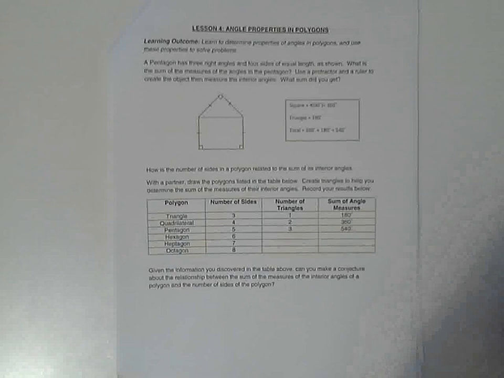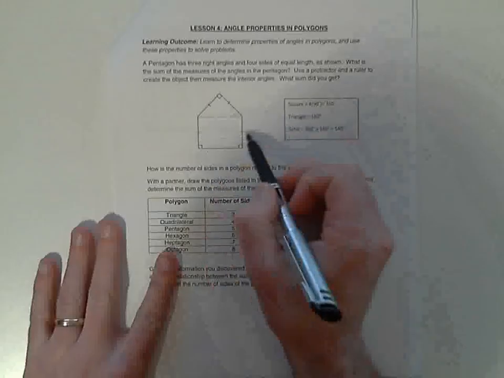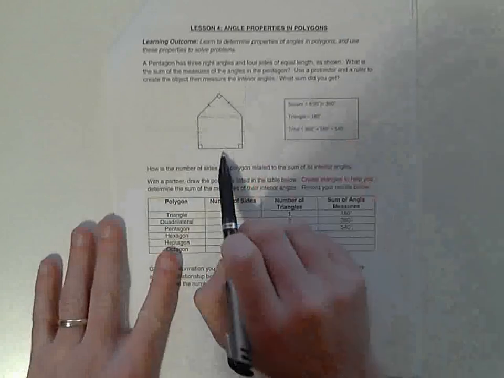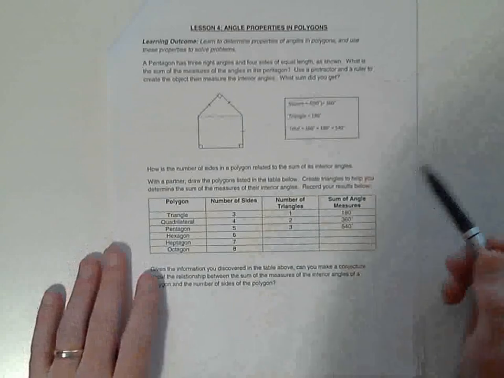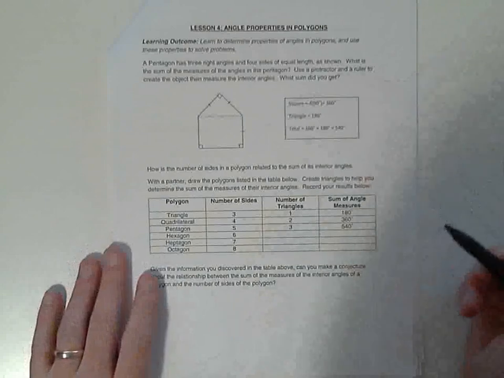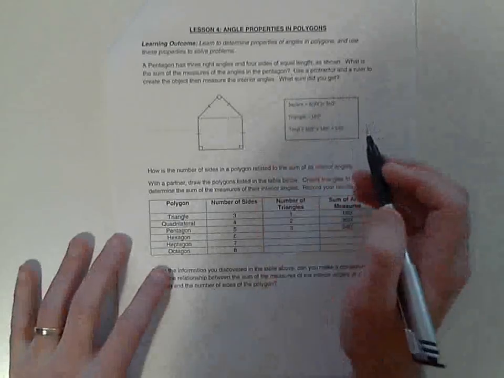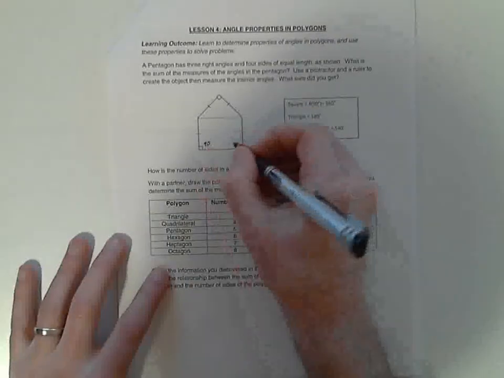A pentagon has 3 right angles and 4 sides of equal length. So this side, this side, this side, and this side are all equal length. It says only 4 sides. I guess this one's longer, yeah, in order to make that true. What's the sum of the measures of the angles of the pentagon? You can use a protractor and add them up, but we should be able to figure this out on our own anyway.